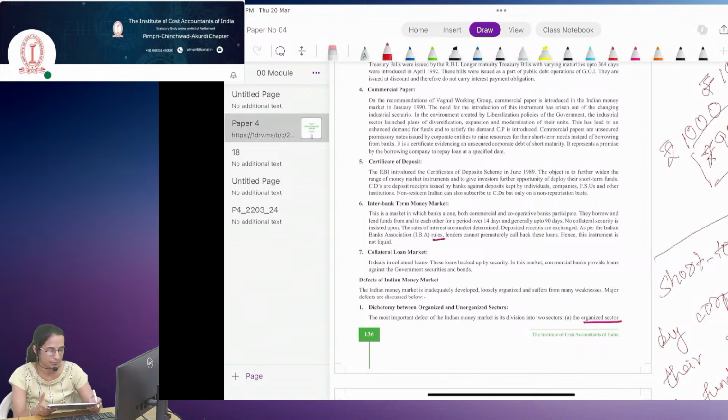Next are certificates of deposit. Certificates of deposit are the same as FDs which we do with commercial banks.